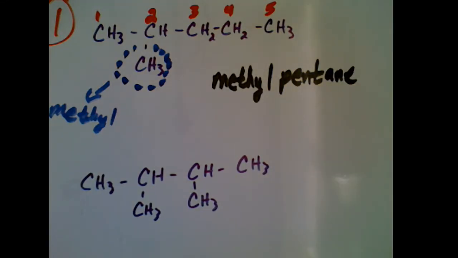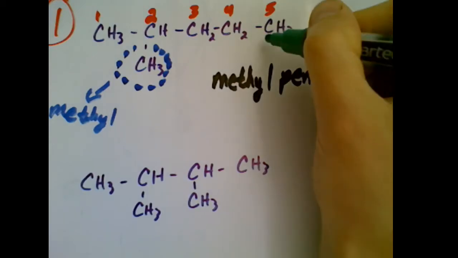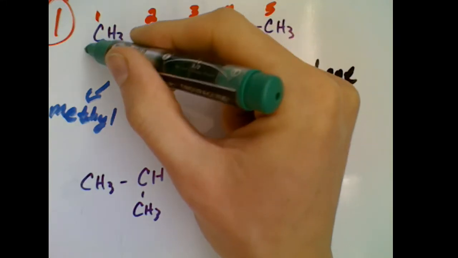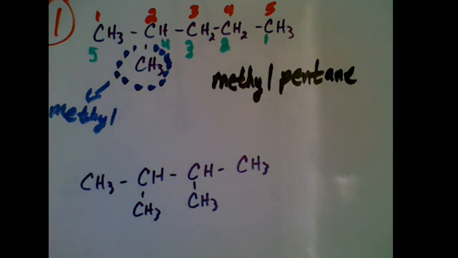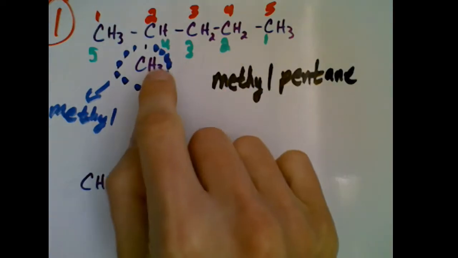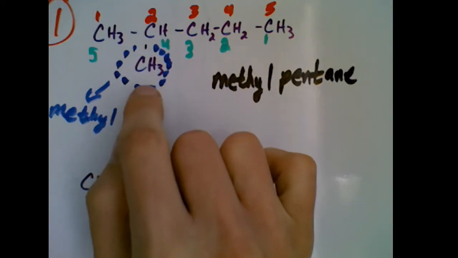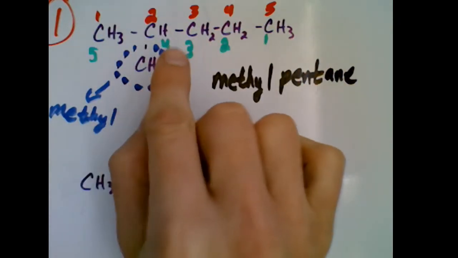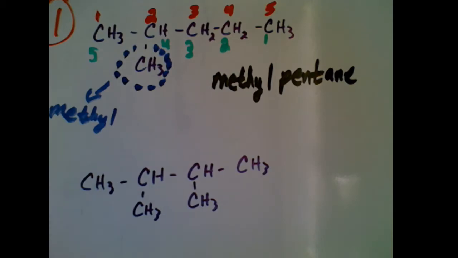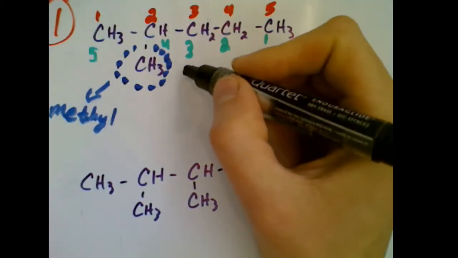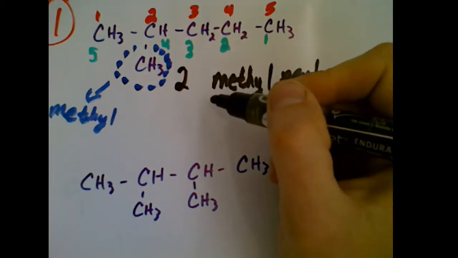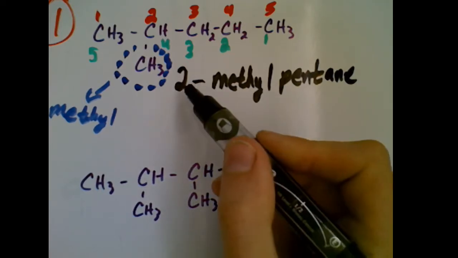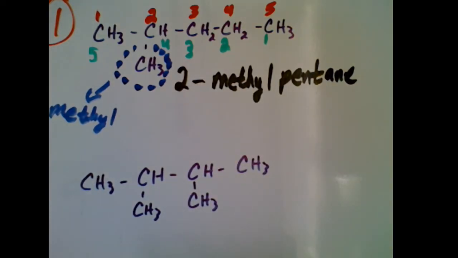We could also do this in the opposite direction. So let's pretend we said this was carbon number 1, this was carbon number 2, 3, 4, and 5. Well, you can see if I were to use the green numbers, I would number this 4-methylpentane. If I were to use the red numbers, I would call this 2-methylpentane. Since 2 is less than 4, in the name of this compound, we are going to call it 2-methylpentane. Now, every time you have a number next to a letter, it gets separated by a dash. And so this is called 2-methylpentane.